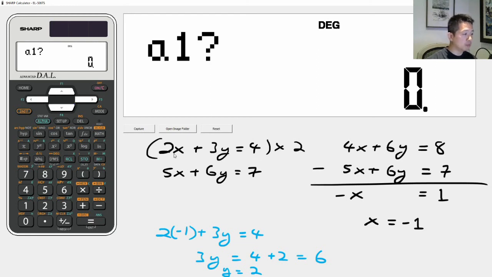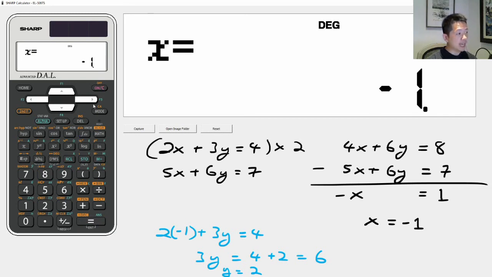Okay, so A1 would be my 2 in this case. B1 is my 3 in this case. Now C1 is 4 in this case. Now A2 is my second equation, the coefficient of x, which is 5, and then my coefficient of y, which is 6, and then my constant number on the other side of the equation, which is 7. So I press down enter. So my x is going to be equals to minus 1. So this is what I got before, right? And then I click enter again, or equal sign again. Then my y is equals to 2. So this is how we solve a system of equation with two variables with the calculator Sharp EL-506TS.